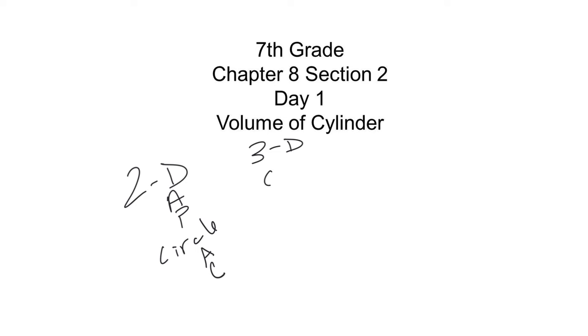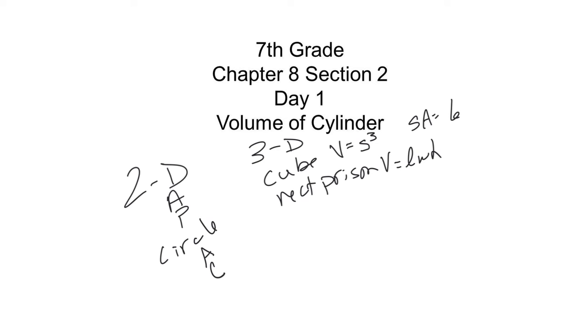Three-dimensional shapes, we talked about cube and rectangular prism. Cube's volume is side to the third power. Rectangular prism volume is length, width, height. Cube's surface area is 6 times side squared, and rectangular prism surface area is 2 times length height plus 2 times width height plus 2 times length width.